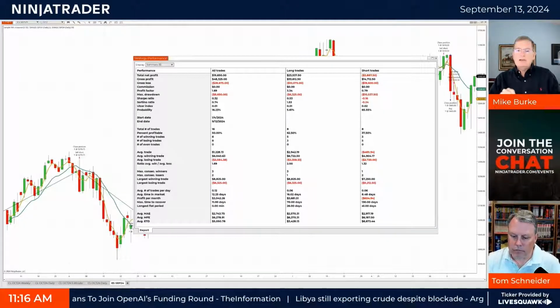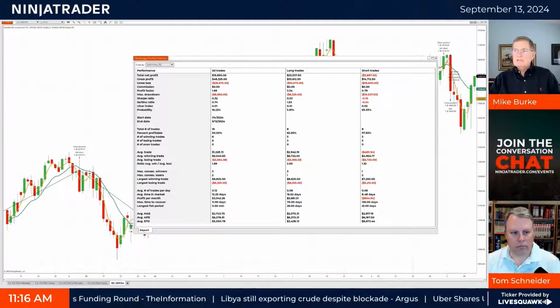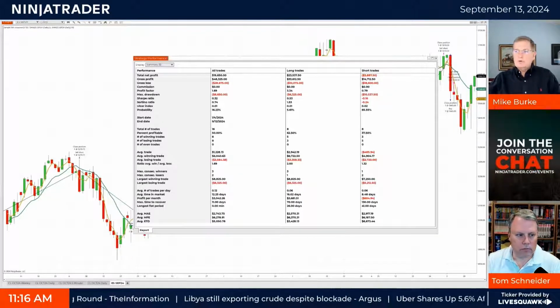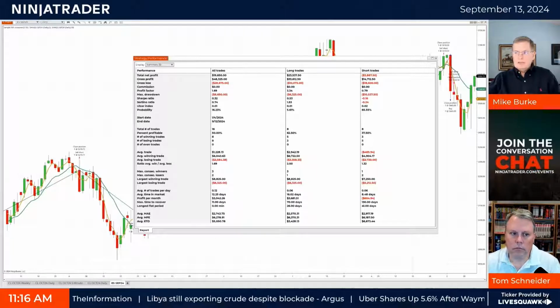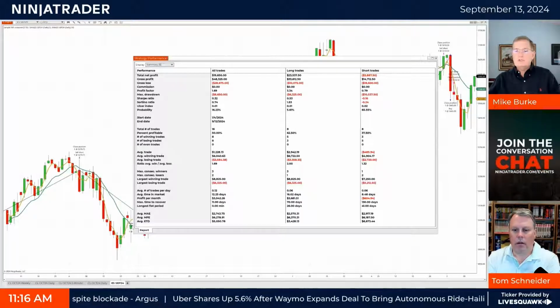I want to go back and touch a little bit on this concept of tradability, because one of the other performance measures that I think is really important to me is this row that's called maximum consecutive losers. So that's an interesting number. And in this case, it's only two. This strategy over 16 trades only had two losing trades in a row.